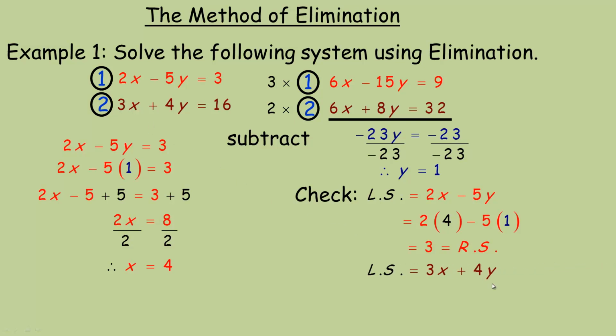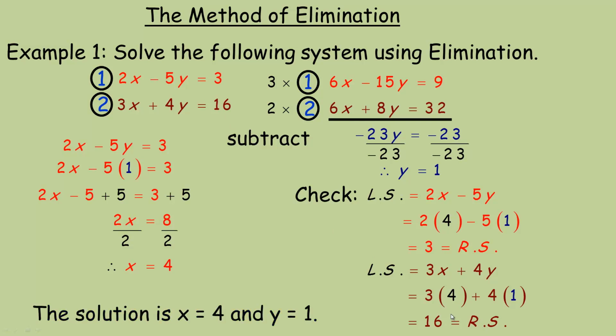The 3x plus 4y equals 16. That's the expression on the left side. So again, 4 is going to go here, and the 1 for y is going to go there. So 3 times 4 plus 4 times 1. So that's 12 plus 4, which works out to be 16. And 16 is what's on the right side, so it checks in that one as well. So we would know then that x is 4 and y is 1.